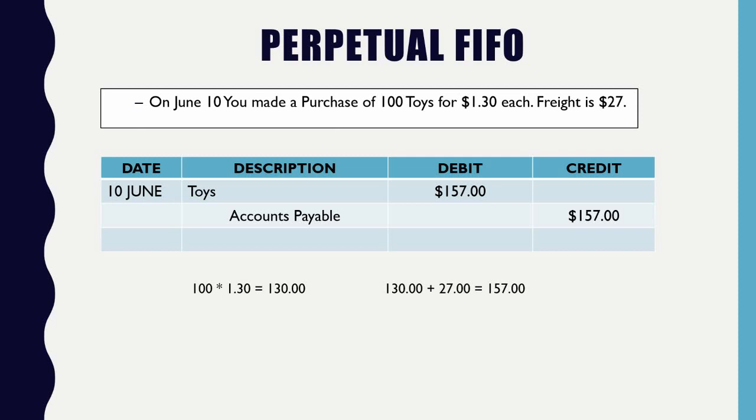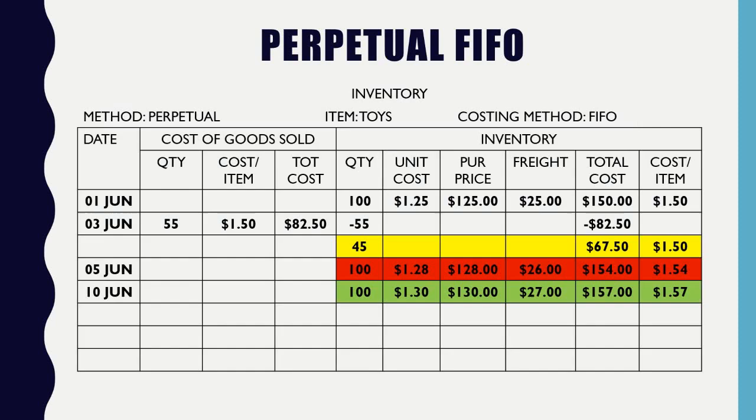Then the next scenario, on June 10th, you made another purchase of 100 toys for $1.30. So this one's straightforward. We'll plug it in, right? Do all your calculations, and I made this batch green. So now we have a total of 3 batches of inventory that we have right now, okay?